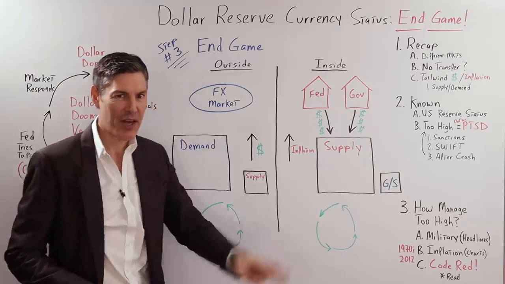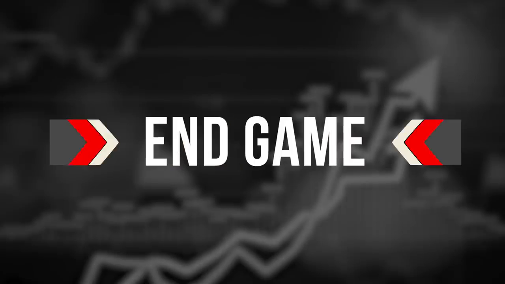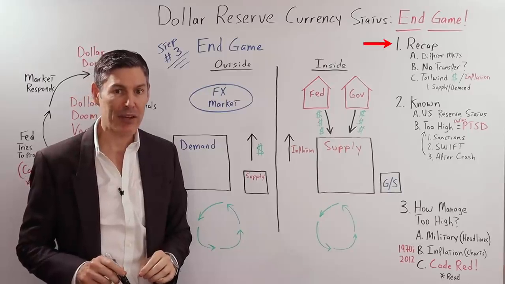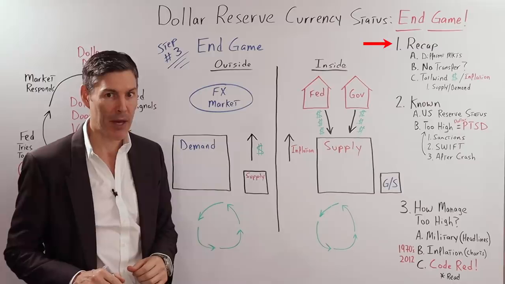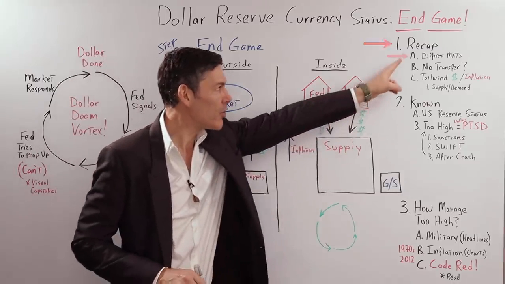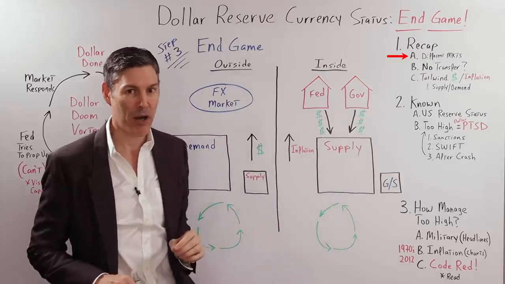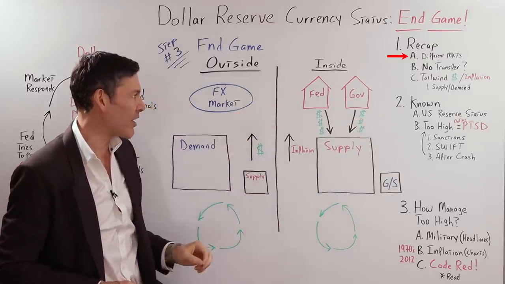Today we start with step number 3, the end game. And before we move forward, let's recap yesterday's video from a macro level to make sure we're all on the same page. The first thing we have to remember is there's two completely separate markets for the dollar, inside the US and outside the US.